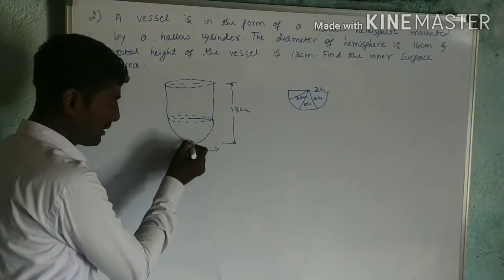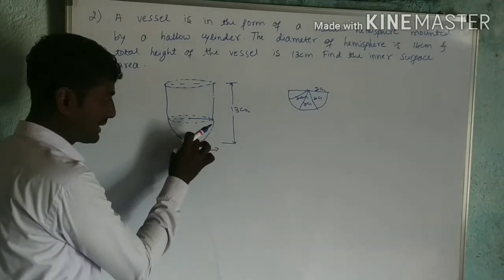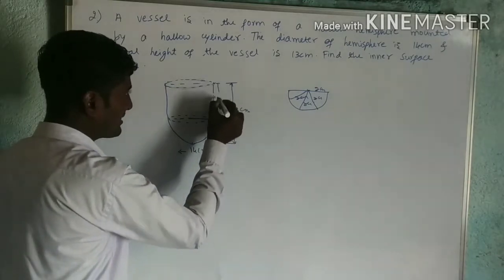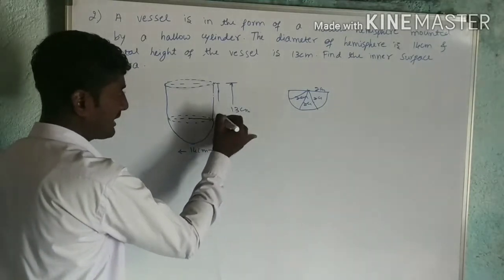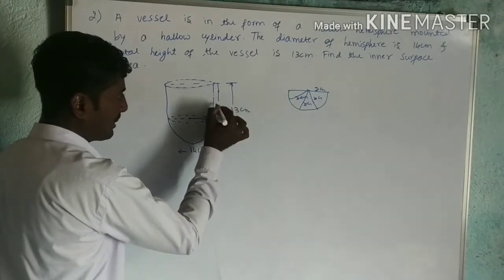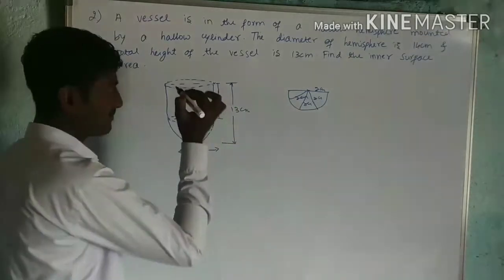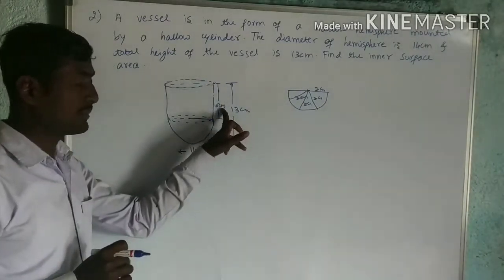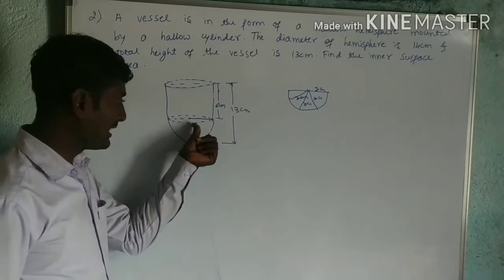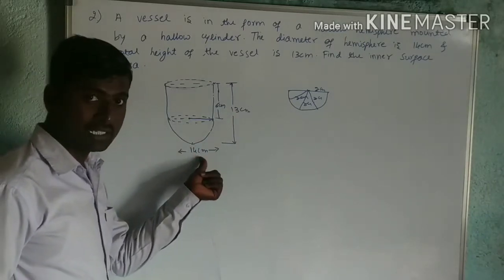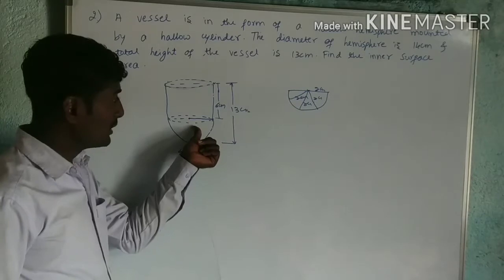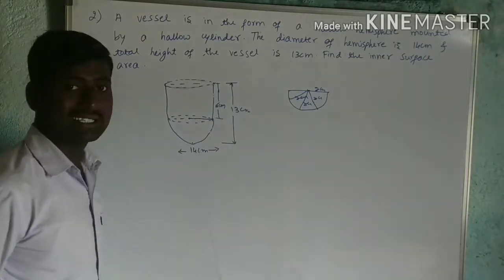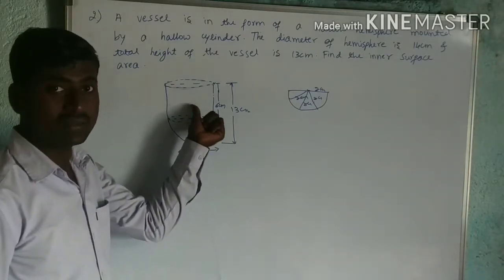So from here to here how much is it? 7 centimeter. This is 7 centimeter. So the remaining distance for this is 13 minus 7. So this will be 6 centimeter. So the height of the cylinder will be 6 centimeter. How? We already know the radius of the hemisphere is 7 centimeter, and the total height of the solid is 13. 13 minus 7 will give us 6 centimeter height of the cylinder.